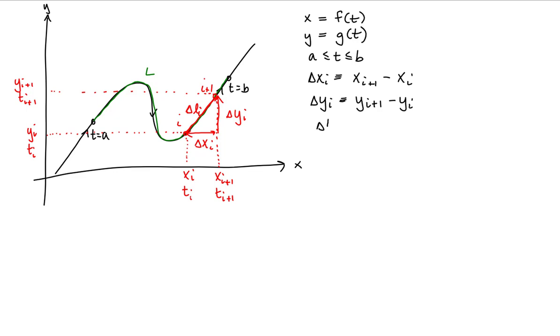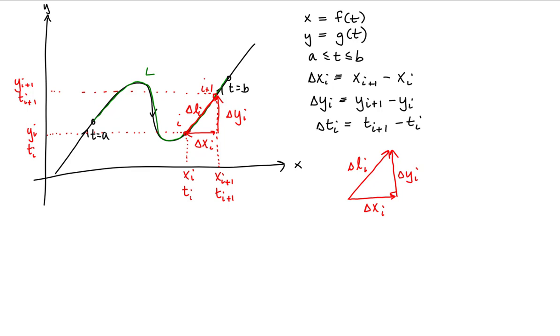Now, both of these changes take place in a time interval of delta t sub i, where that is the difference in t between the point i plus 1 and the point i. Notice we have a right triangle consisting of our straight line segments. We have the hypotenuse being equal to our tiny change of length, delta L sub i. We have the horizontal leg being equal to the difference in the x-coordinate, and the vertical leg being equal to the difference in the y-coordinate.